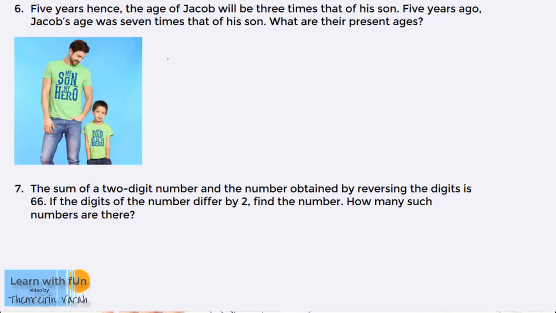Okay, another interesting question. We say 5 years hence, the age of Jacob will be 3 times that of his son. 5 years ago, Jacob's age was 7 times that of his son. What are their present ages?